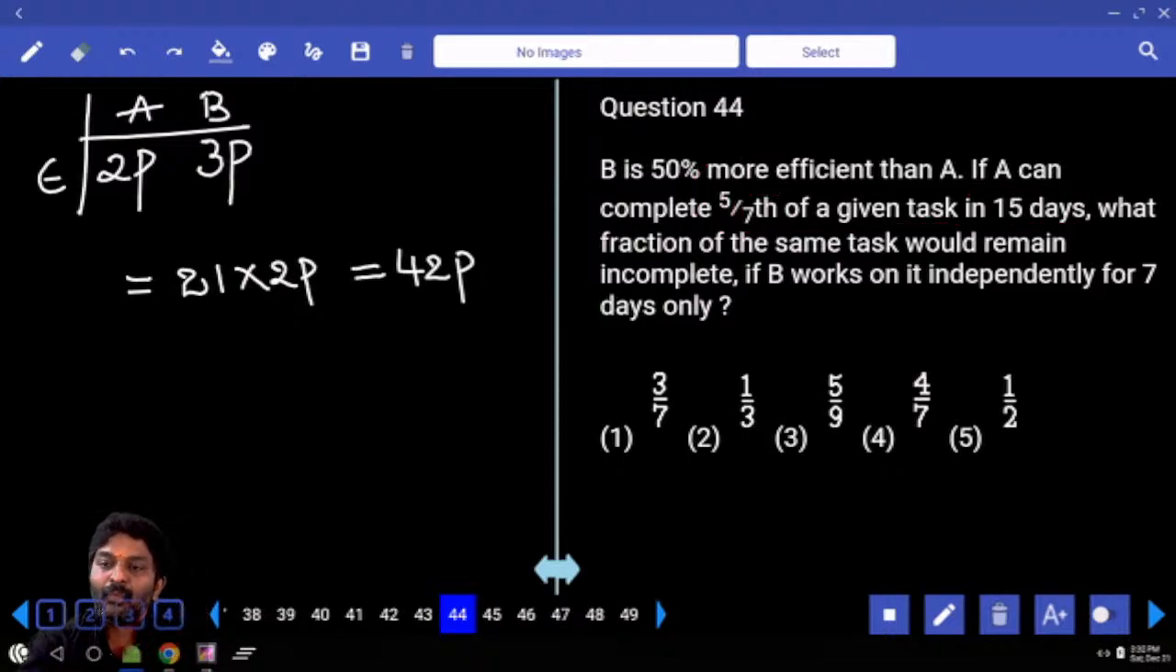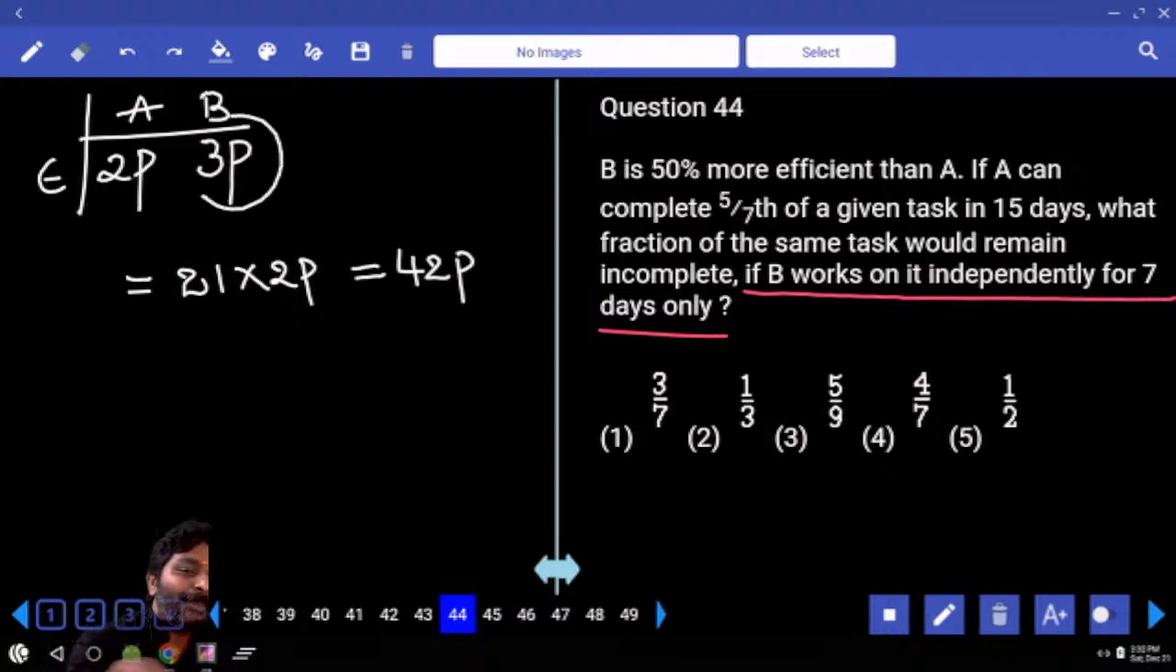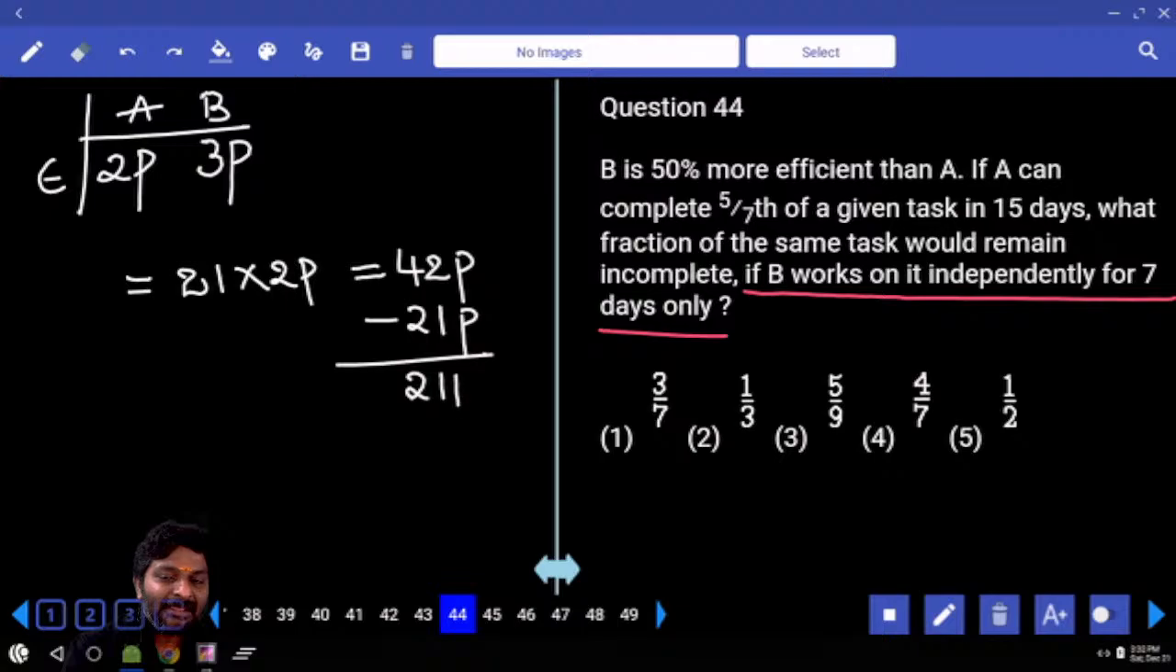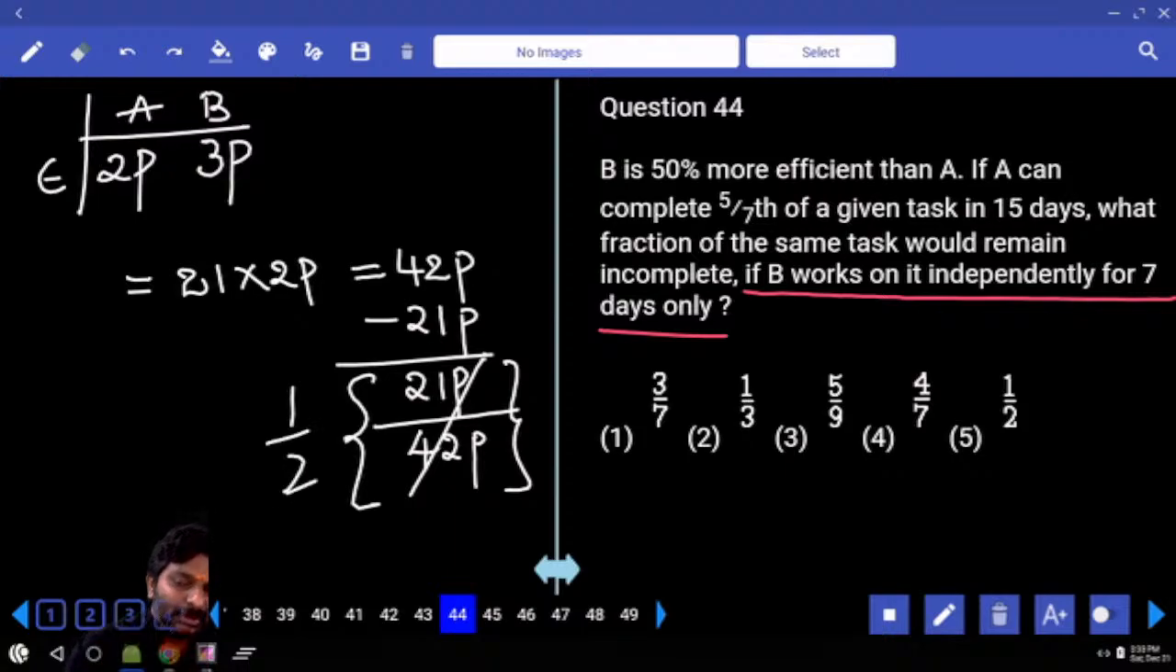Now, what fraction of the same task would remain incomplete? Remaining work. That's what we have to find out. If B works on it independently for 7 days, B per day will do? In 7 days he will do 21 parts. Work is done. Remaining 21 parts, which we should give in terms of fractional form. How much is total work? Then remaining work is equal to 21 parts by 42 parts, which is 1 by 2.